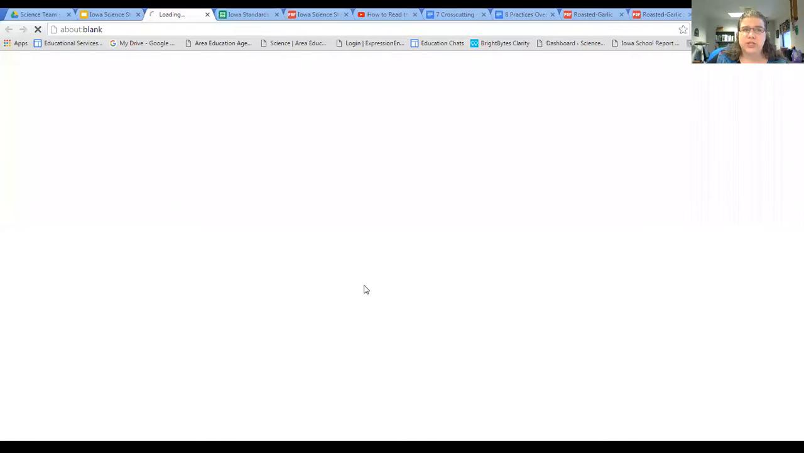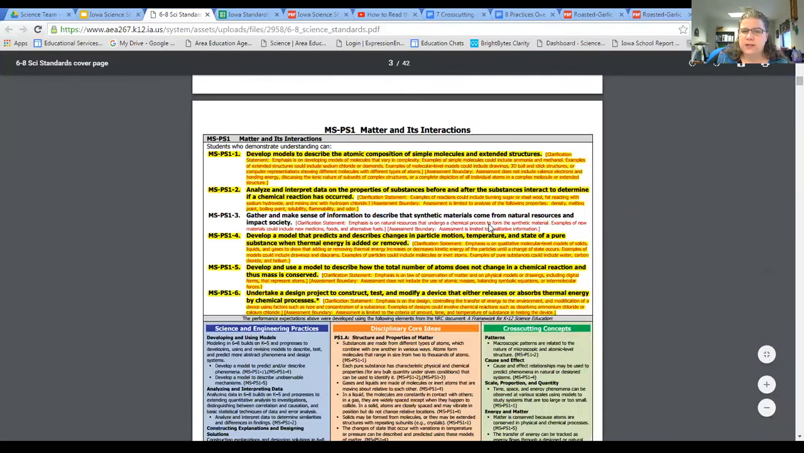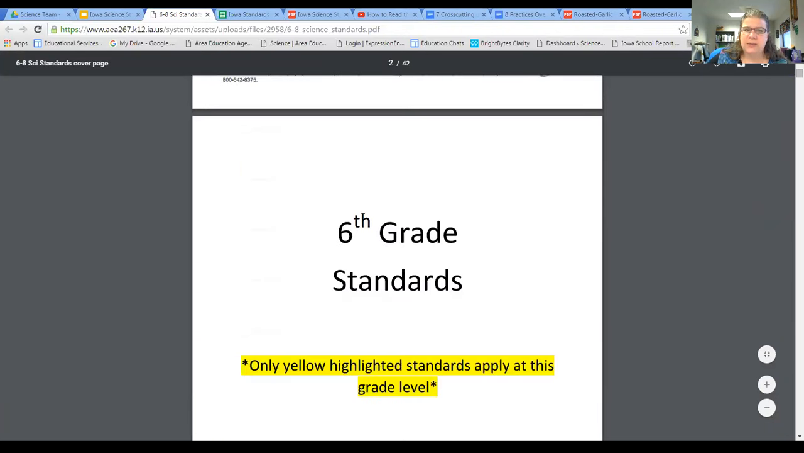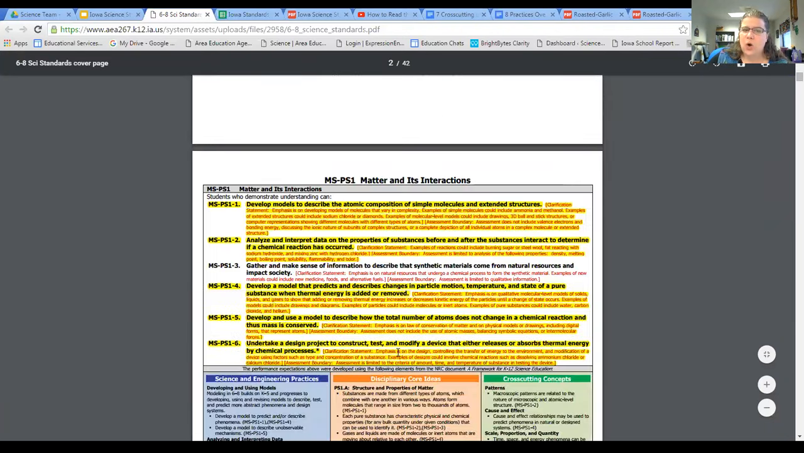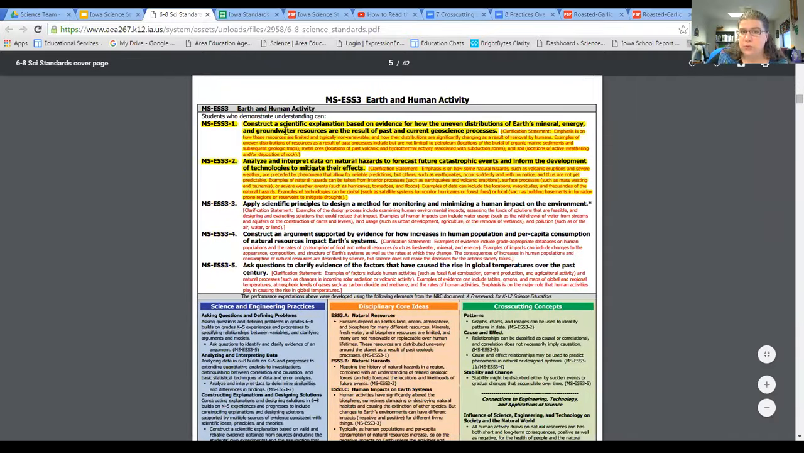I do want to briefly show you, for the 6th through 8th teachers, how we are identifying which standards are for which grade level. So here I'm in the 6th grade standards. Only the yellow highlighted standards are the ones that are at 6th grade. So as you go through this booklet, these two were identified in 6th grade. If I want to know where those are, I would have to go further in the booklet to see, are they identified and highlighted under the 7th grade section, or are they highlighted under the 8th grade section?